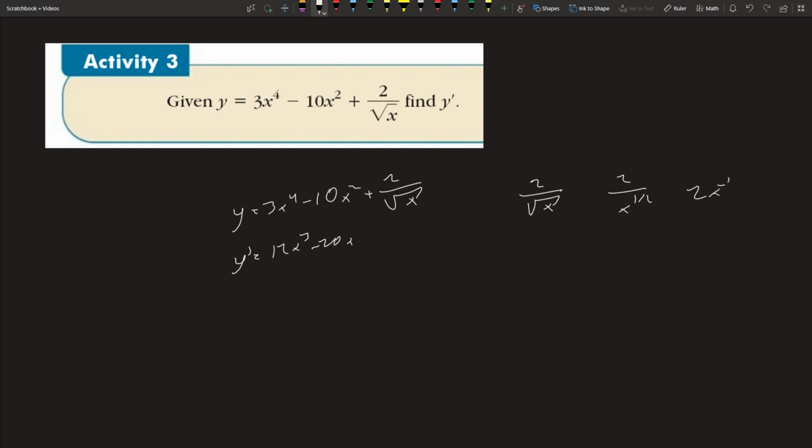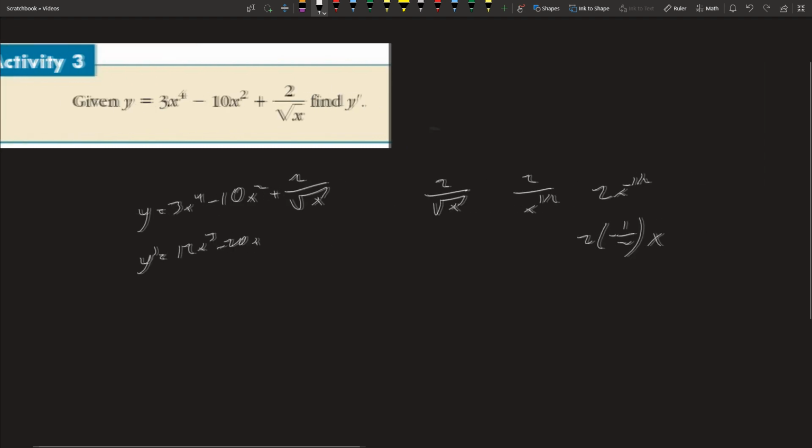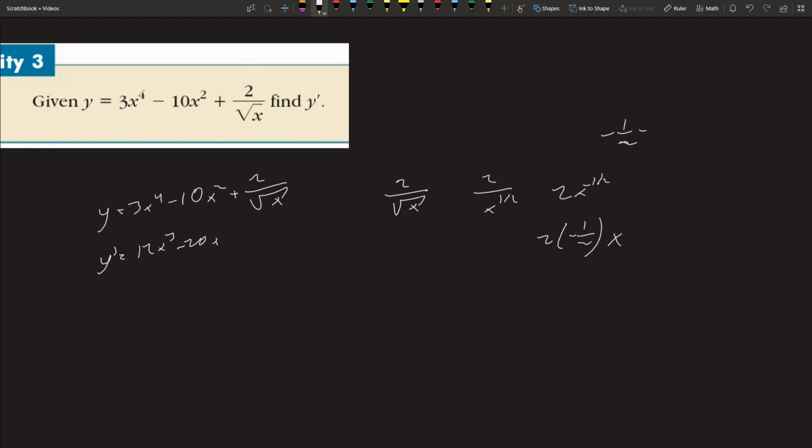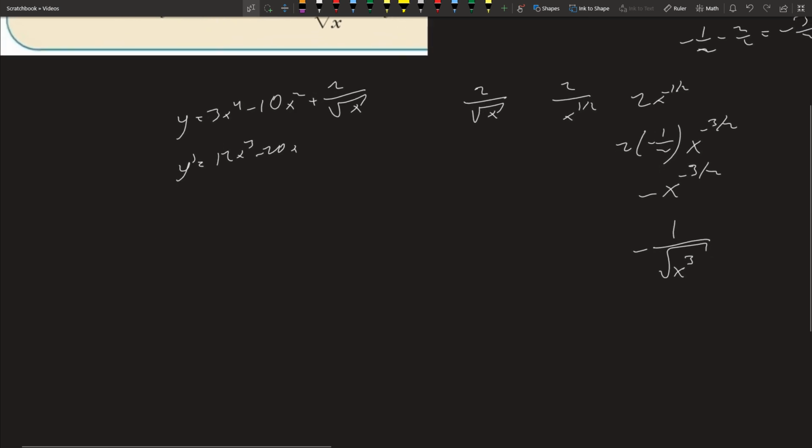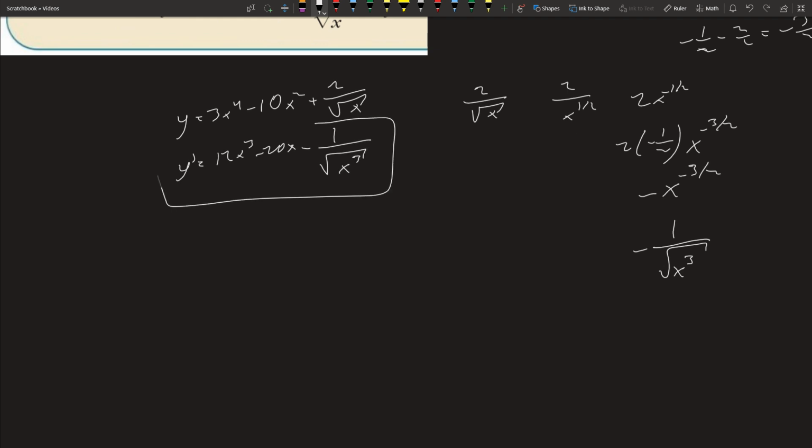Which is 2x to the negative half. Taking the derivative is 2 times negative half x to the... What's negative half minus 1? Minus 2 over 2, which is equal to negative 3 over 2. So x to the negative 3 over 2. Cancelling out, this gives negative x to the negative 3 over 2. This gives negative 1 over the square root of x cubed. So, minus 20x here, minus 1 over the square root of x cubed. This is your derivative. Now, of course, you could rationalize.